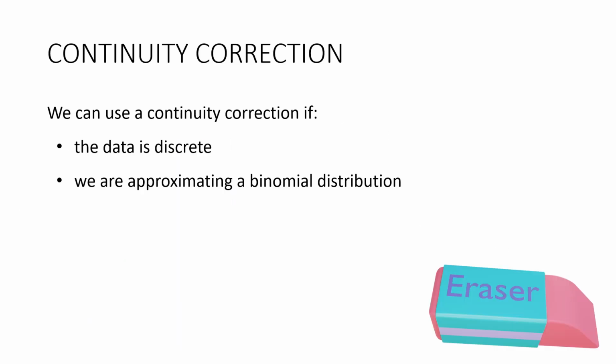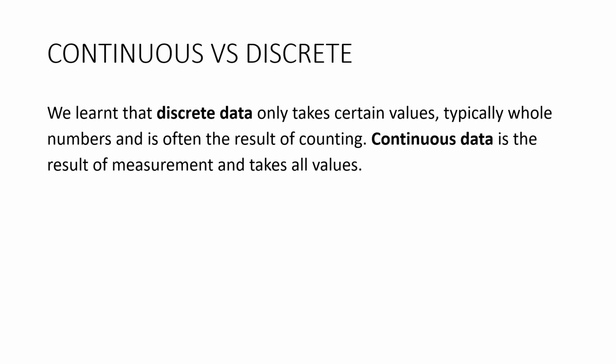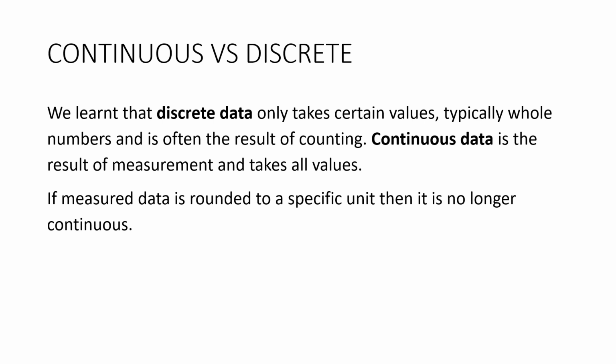Now we can use a continuity correction if the data is discrete or if we're approximating a binomial distribution. But there's one other time we can use it. Back in Year 7 we learnt that discrete data only takes certain values, typically whole numbers, and it's often the result of counting, whereas continuous data is the result of measurement and takes all values. But here's an interesting fact. If measured data is rounded, then it's no longer continuous.